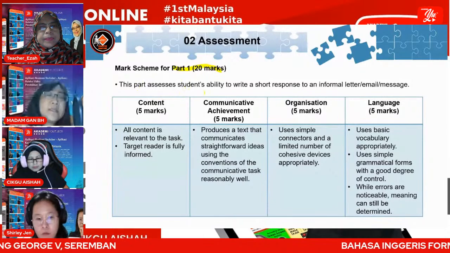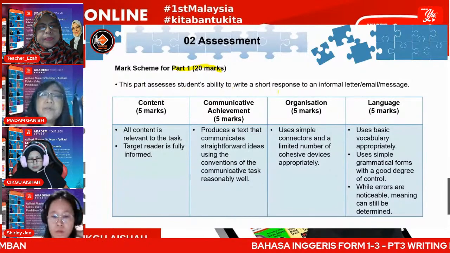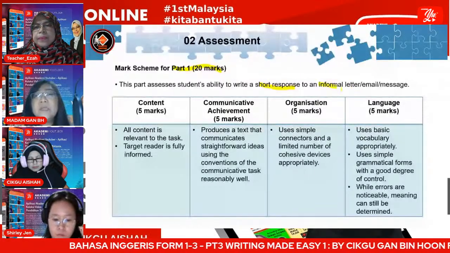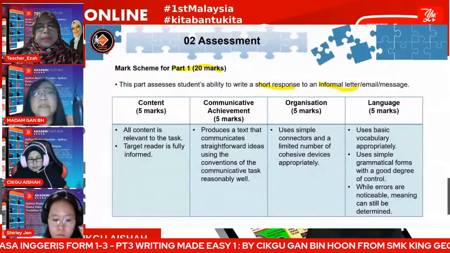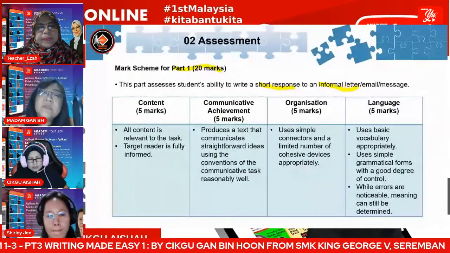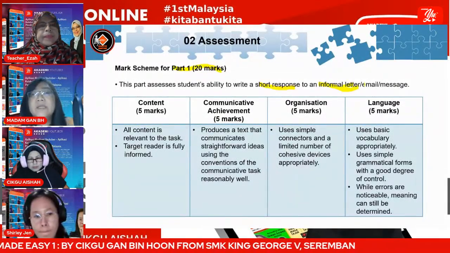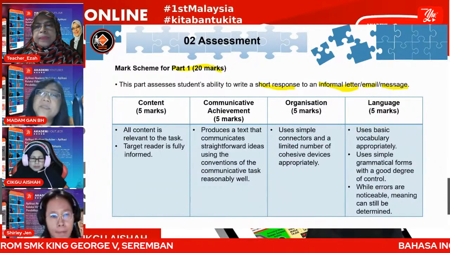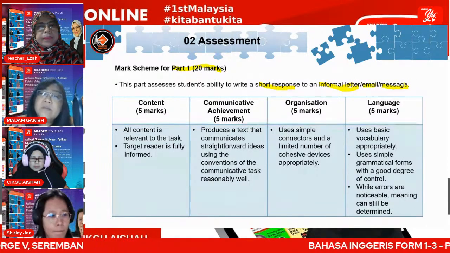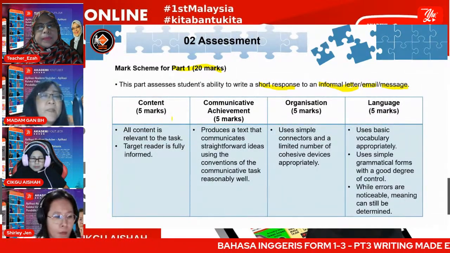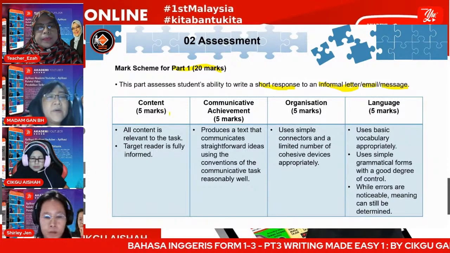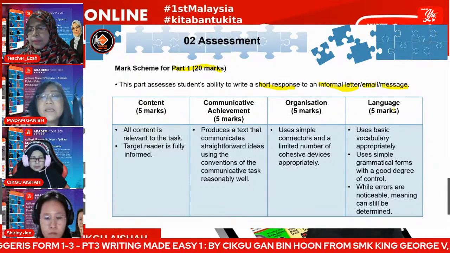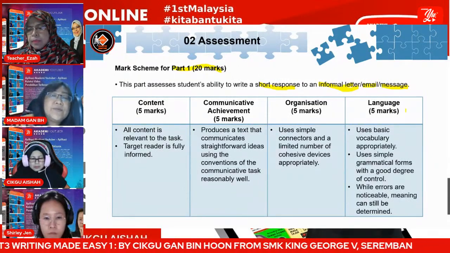Okay, here, this part assesses students' ability to write a short response. So remember, it is short response. Okay, it can be an informal letter also for part 1. Okay, this is taken from the guideline from the Lembaga Peperiksaan. So it can be an informal letter, it can be an email, or it can be a message. Okay, there are 2 types of message. It can be in a note form or it can be on a postcard. Okay. So remember, content 5 marks, communicative achievement 5 marks, organization 5 marks, and language 5 marks. That's how you get 20 marks.